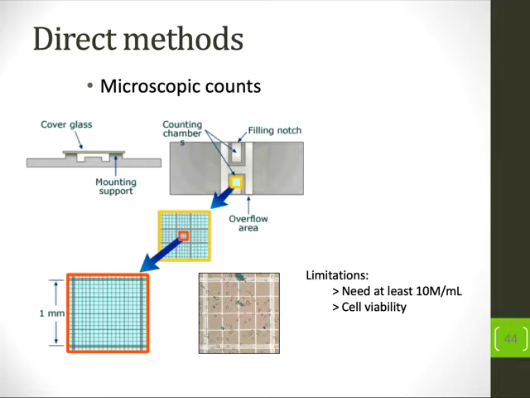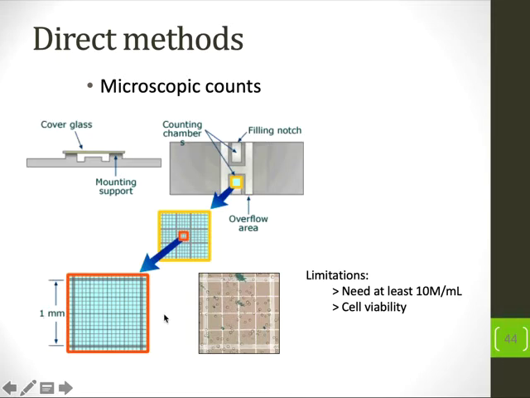For the direct methods, and specifically microscopic counts, you have a specialized mounted support, the glass slide that you use. You need about 10 million organisms per milliliter to do the direct count. So that's one limitation. And you have a glass cover, and then you put it under a microscope, and then you observe to see the number of bacteria that you see within a particular quadrant.